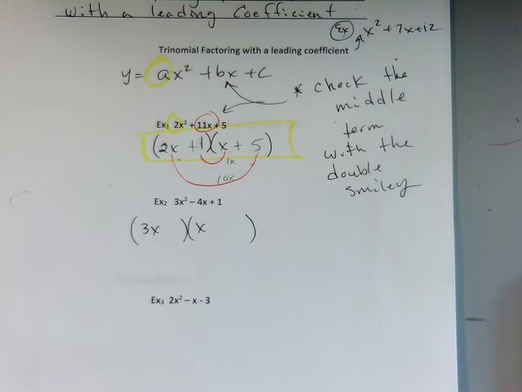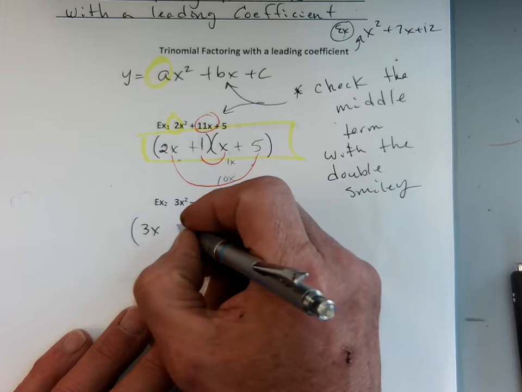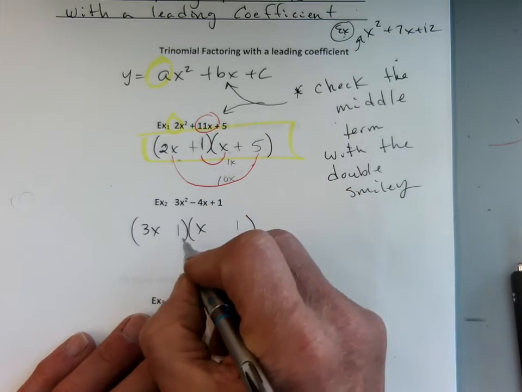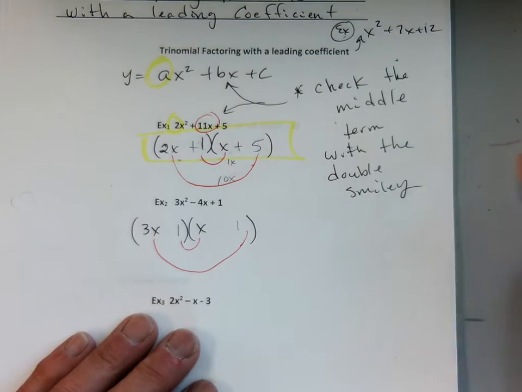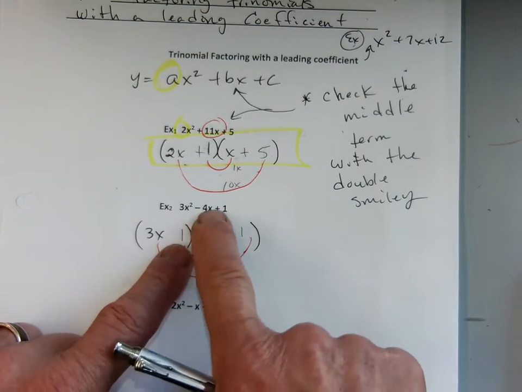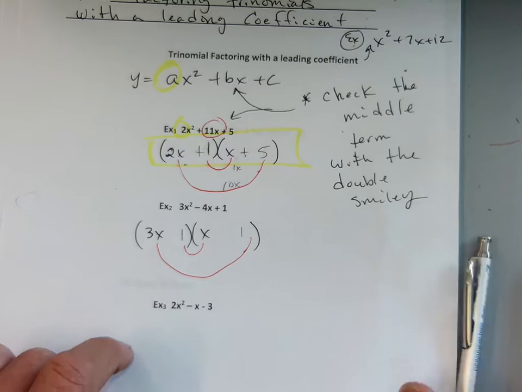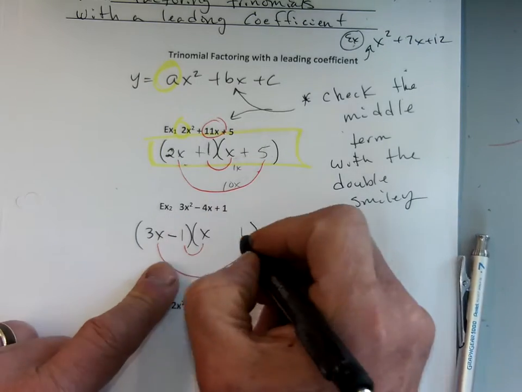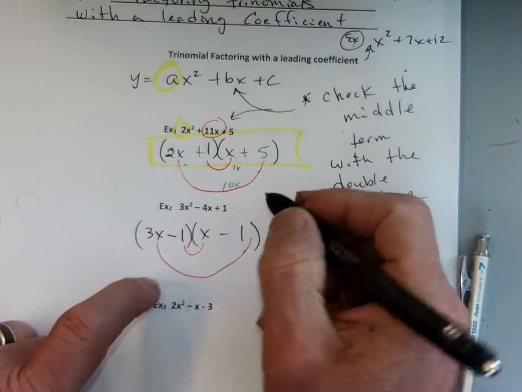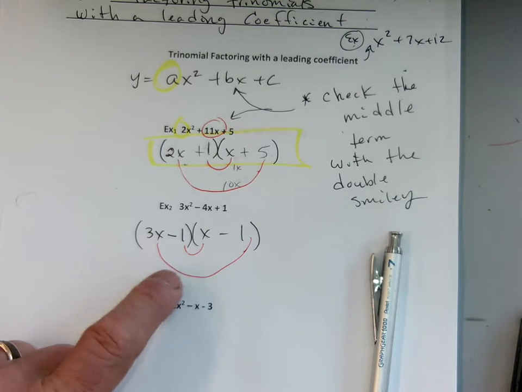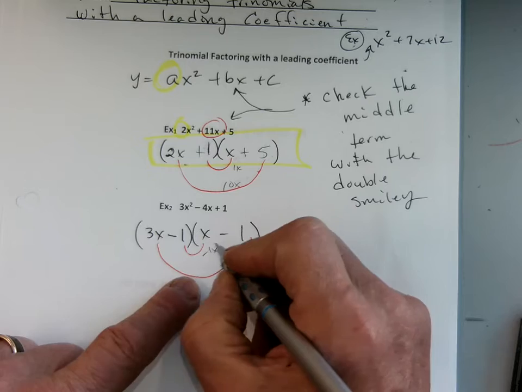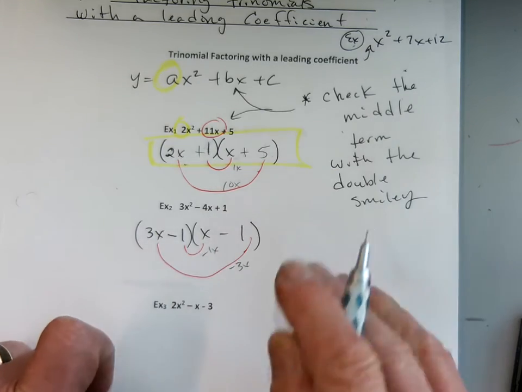So if I went 1 and 1 like this, and I put my 1 down, I check my double smiley, I'm going to get a 3x and a 1x. That does make a 4x, but not a negative 4x unless I make it a negative 1 and a negative 1. Okay, and I can check my double smiley, check the middle term. I'm going to get for sure a negative 1x and a negative 3x, which does make my middle term. Okay?